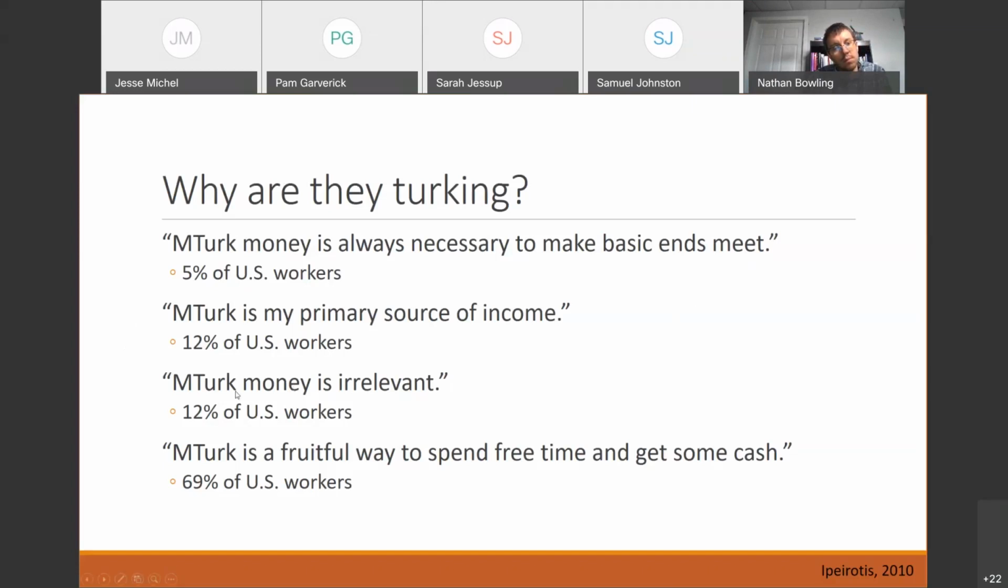And then let's see, money is relevant. So a decent number of people really don't care for the money, and most people just find it a good way to kill time and make some money. And anecdotally, you see people around holidays do Mturk more often because they're just trying to make some extra money to buy gifts.